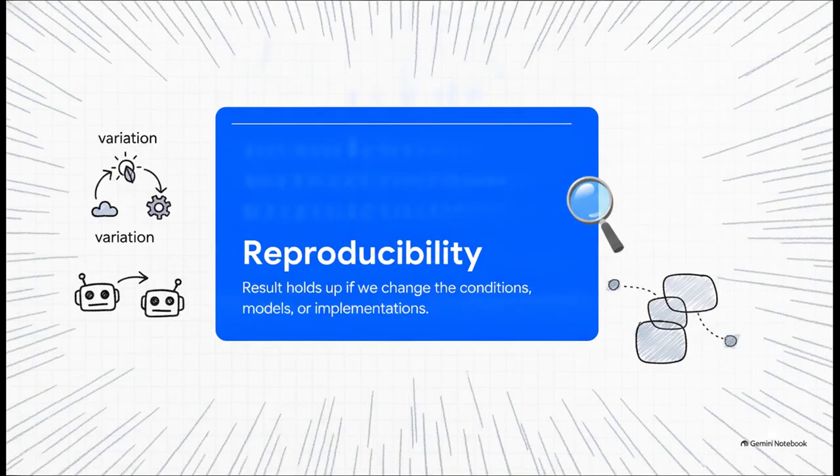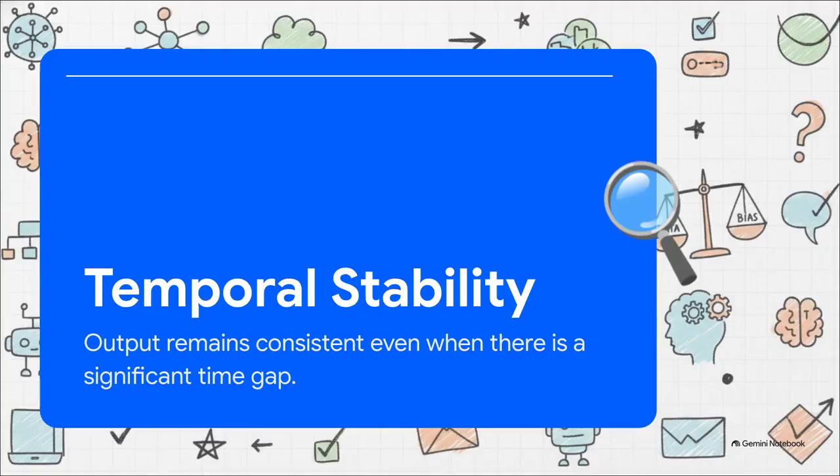Next up is reproducibility. This tests if your system survives the messy real world. If we introduce variation, like altering the server environment or maybe swapping out the underlying model entirely, does the fundamental behavior actually hold up? And finally, temporal stability. If your AI model approves a small business loan today, is it going to make the exact same decision on the exact same financial data next month? Together, these 3 metrics, repeatability, reproducibility, and temporal stability, form the absolute bedrock of system reliability.